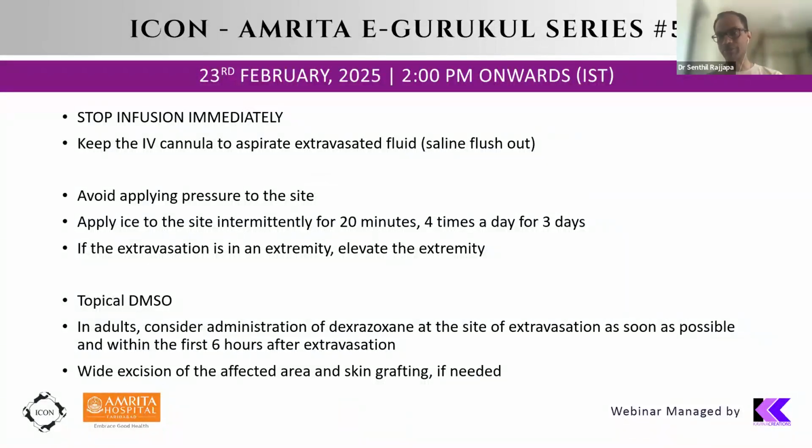If both dexrazoxane and DMSO are not available, then there's nothing like an antidote that you can use. So you just have to do the other things and call the surgeon as early as you can. If you think that the wound is not healing or is not getting better, debridement and grafting is what you should be doing. Sometimes you will need a flap to be transferred from somewhere, but all of these things are possible, and it needs to be very proactively managed. So that's what is important.